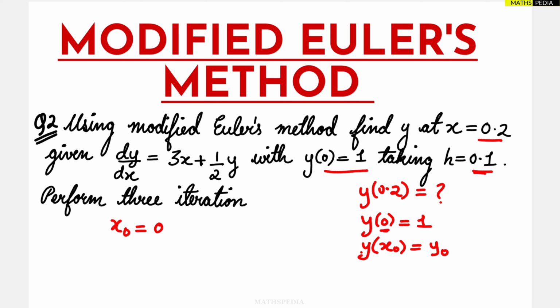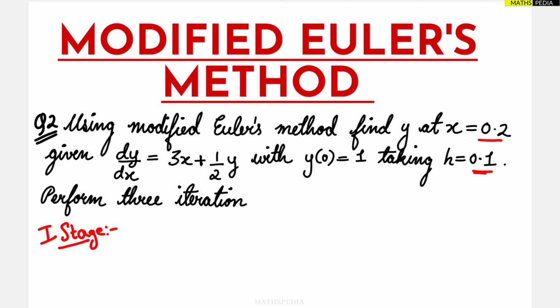Next, I can take only the 0.1 step, right? So if I add the 0.1 step, my next arrival destination will be 0.1 itself, right? Again, if I add 0.1, it will be 0.2. Simple. So in order to arrive at x equal to 0.2, I am taking 2 stages.